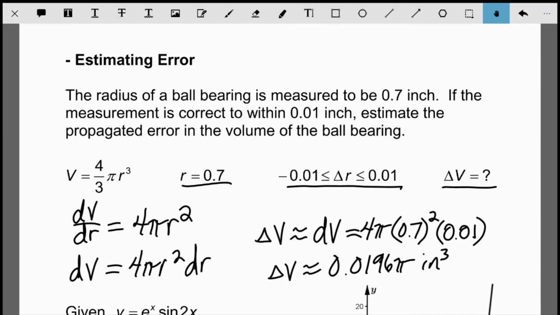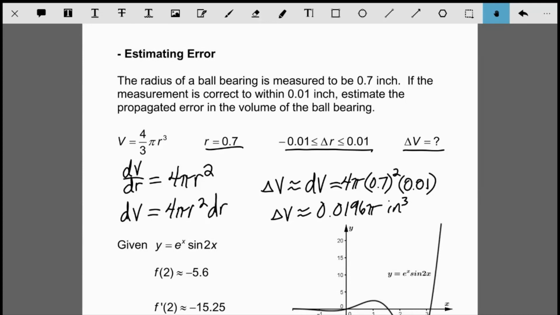Okay, so not a really big tolerance. 1/100th of an inch is pretty small. So we're expecting that to be fairly accurate. And you can see that our estimated change in the volume is also very small. The change that corresponds to the change in the radius is also very small. Okay, so that's propagation error.